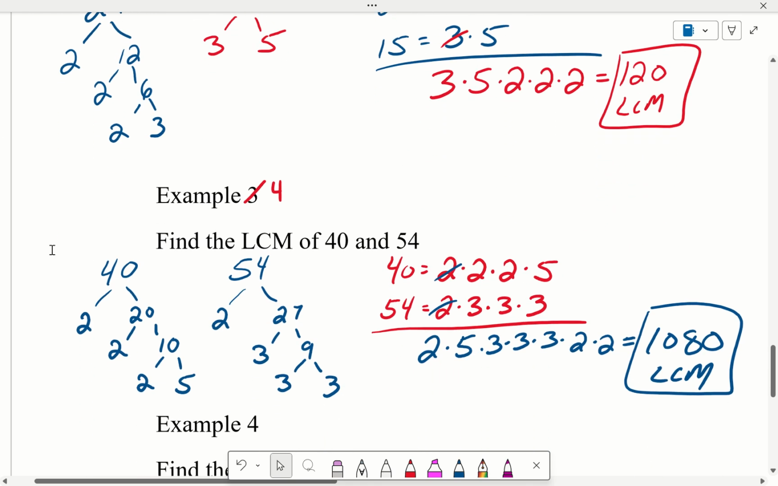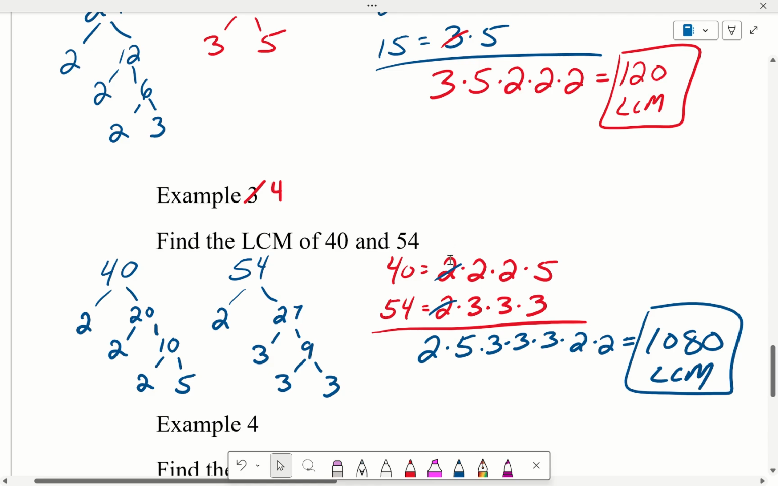40 and 54. 40 is 2 and 20. 20 is 2 and 10. 10 is 2 and 5. So the prime factorization of 40 is 2 times 2 times 2 times 5. Same thing for 54. 2 and 27. 27 is 3 and 9. And then 9 is 3 and 3. So 54 is 2 times 3 times 3 times 3.